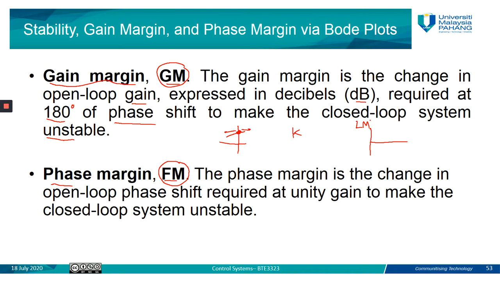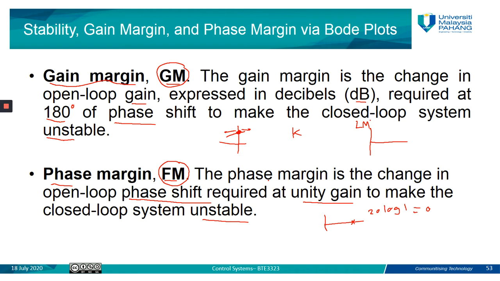The phase margin definition is the change in the open loop phase shift required at unity gain to make the closed loop system unstable. Unity gain means the crossing point of zero, where 20 log 1 equals 0. We are talking about the frequency axis here. It is also a marginal point based on the phase plot, and it is used to identify system stability.